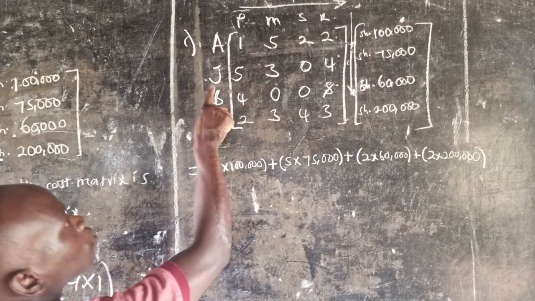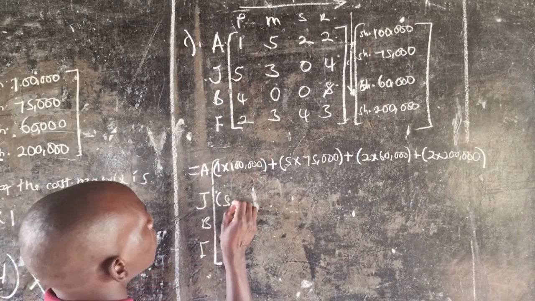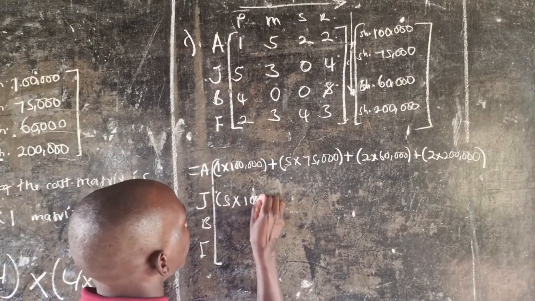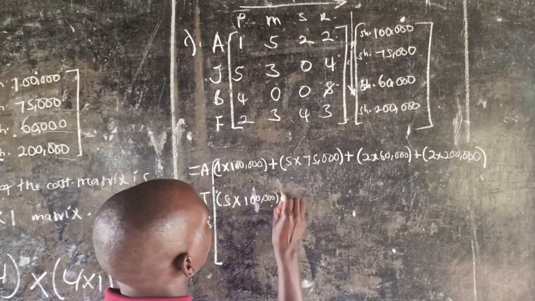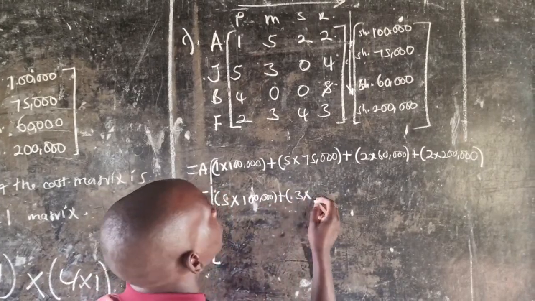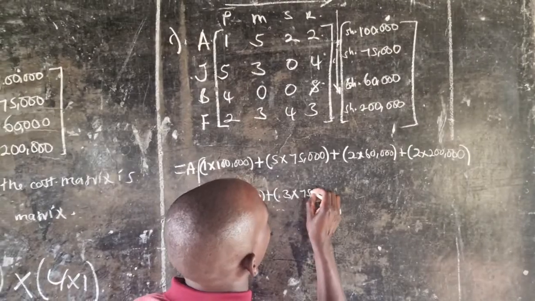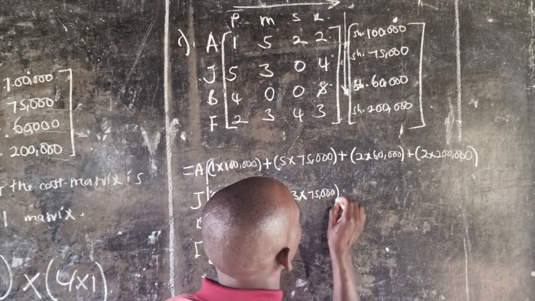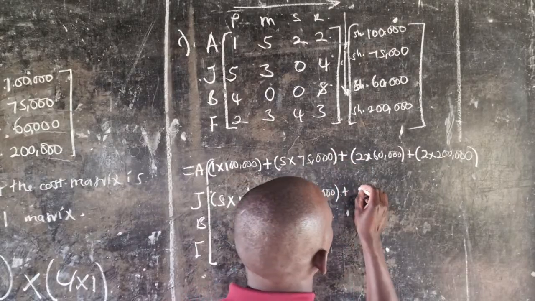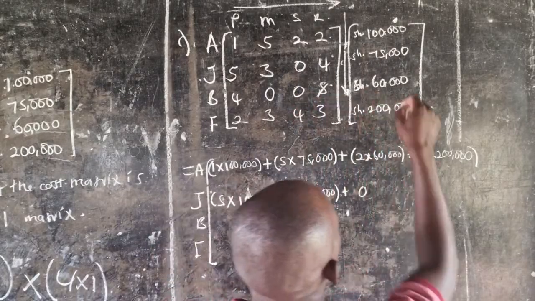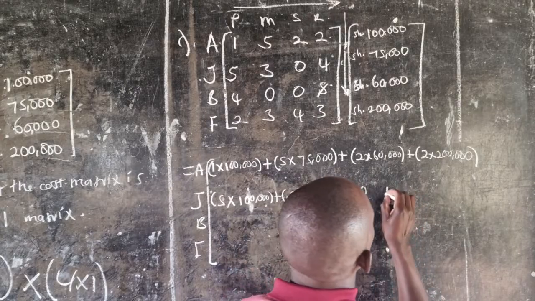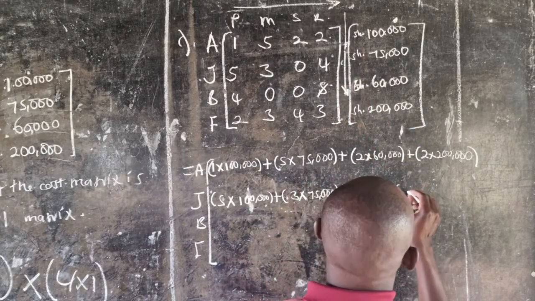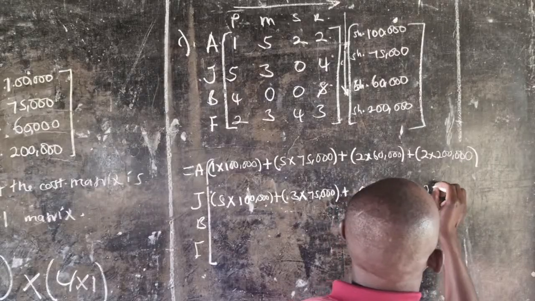So we do the same for Josephine. So for Josephine, it is 5 times 100,000 plus a 3 times 75,000. Of course, plus a 0 here. 0 times this, we shall have a 0. Then plus 4 times 200,000.